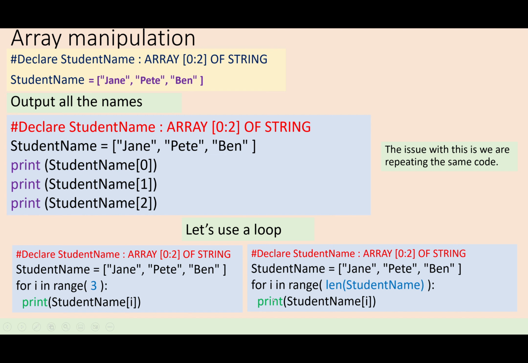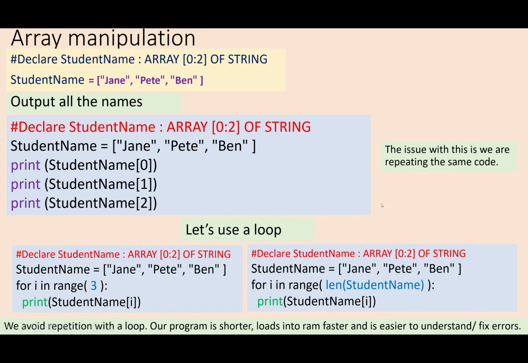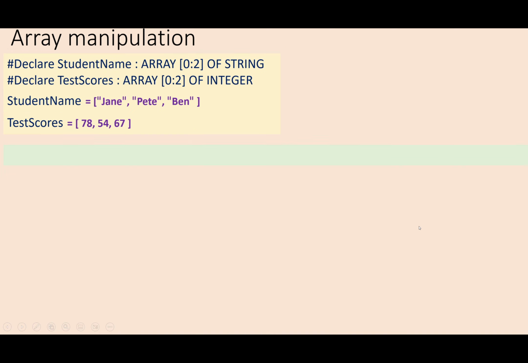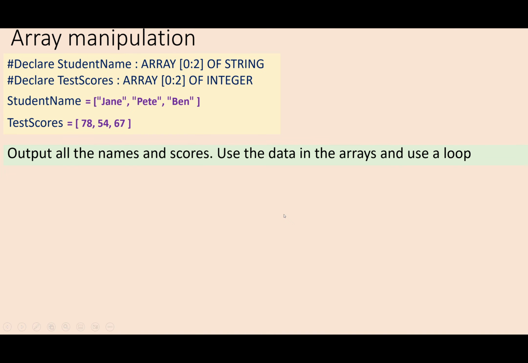Okay, so we're going to use this. This forms the basis of what we're going to be doing for the rest of these. So we avoid repetition, our program is shorter, it loads into RAM faster, and it's easier to understand or to fix errors. So have a go now, outputting all the names and scores. Use the data in the arrays and use a loop. Obviously you can rewind the video a little bit and look at the last page if you need a little bit of help. So pause it now, have a go at that, and I'll put the answer on now.